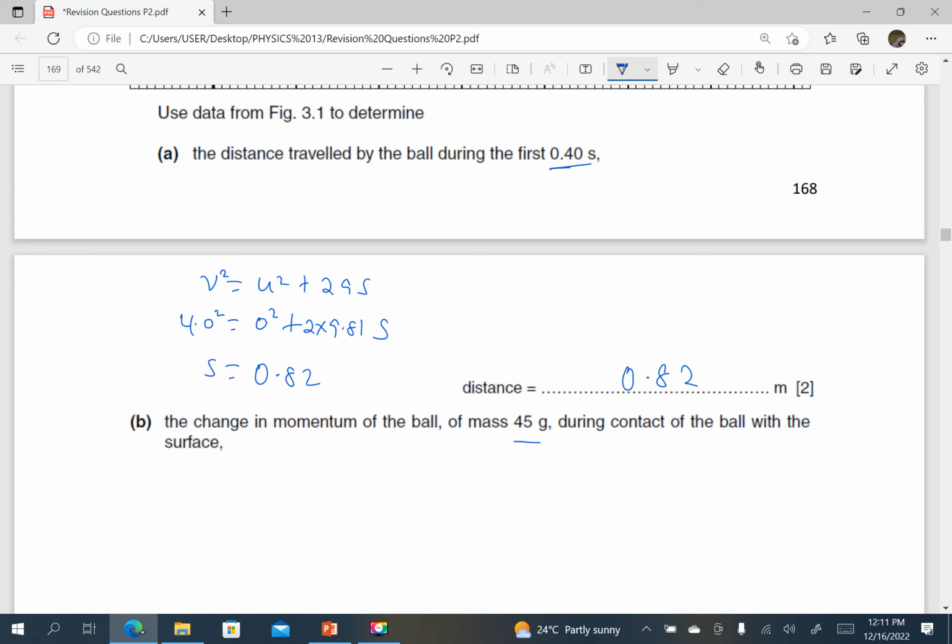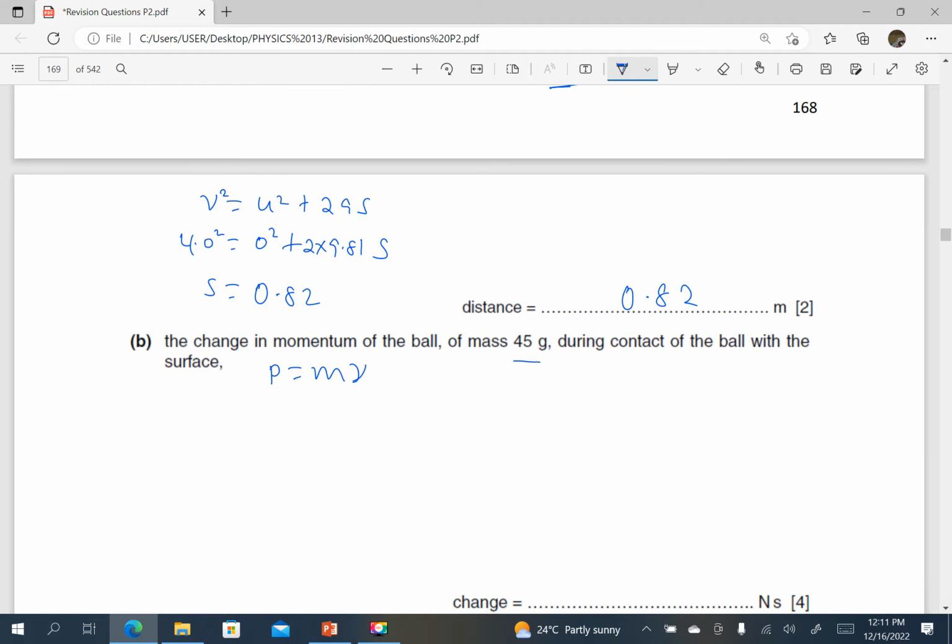Then the change in momentum of the ball of mass 45 grams during contact of the ball with the surface. So remember, momentum is mass times velocity. It's always good to write the formula first. Then we want the change in momentum, which is the mass. The mass is 45 grams. 45 grams is 0.045 kilograms. Then the change in velocity.